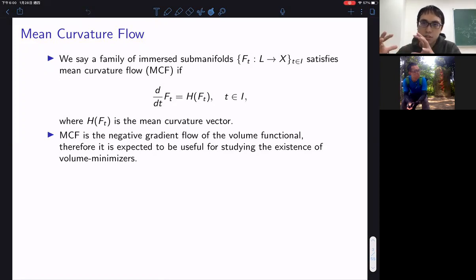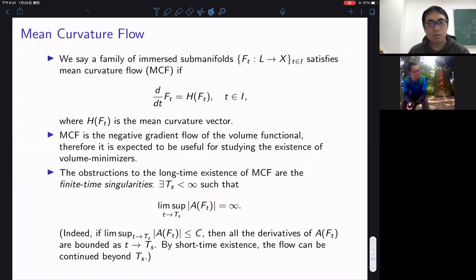So in this sense, it is expected to be useful for studying the existence of volume minimizers. The idea is that you start with any representative of a homology class, then you run the mean curvature flow so that the submanifolds start to shrink and the volume is decreasing. You expect that at the end you will find some representative in that homology class with the least volume. So that's the idea.